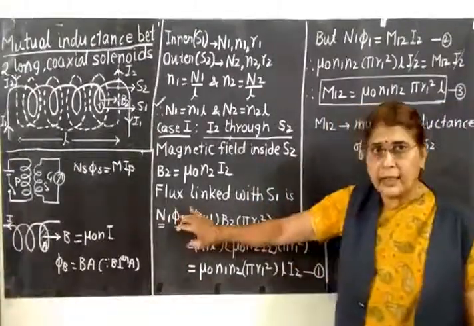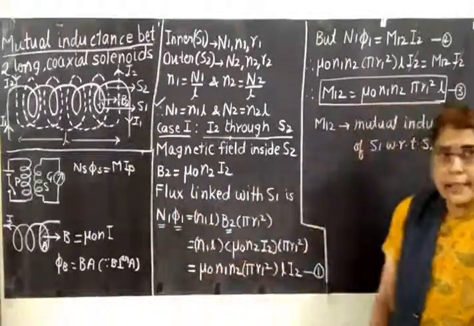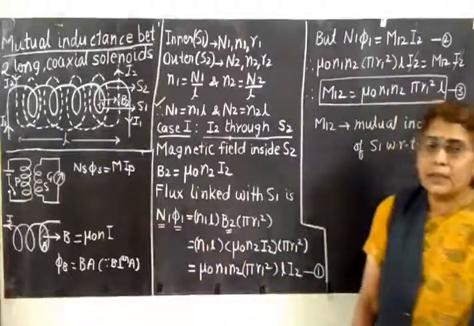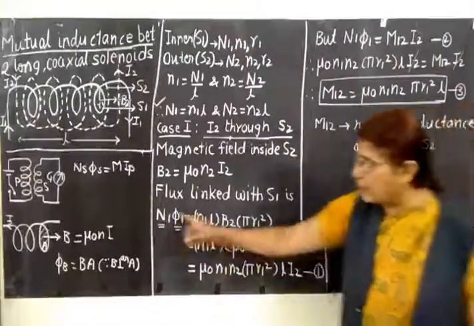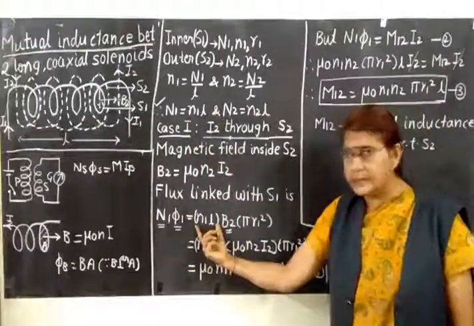Phi1 is the flux linked with one turn and the total number of turns is N1. So the flux linked with the inner solenoid is N1 into Phi1. Now let us put the value of N1 and Phi1. N1 you just now got as small n1 into L, so I have substituted it as n1 L.